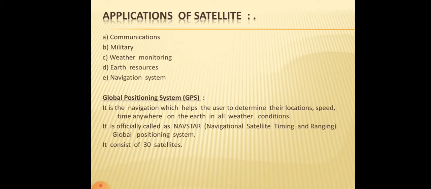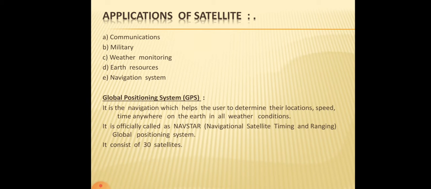The next, weather monitoring: it is used for predicting weather conditions. The next one, earth resources, for identifying forests, lakes, rivers, crops, etc. The next, navigation system, which is the global positioning system, to provide accurate information and find the position of moving objects like ships, aircraft, etc. So these are the applications of satellites.